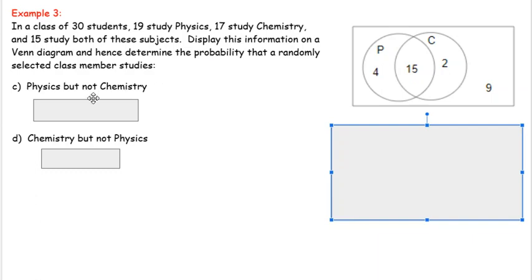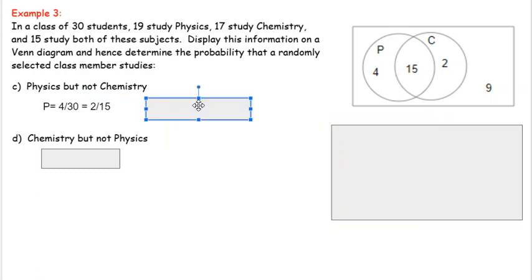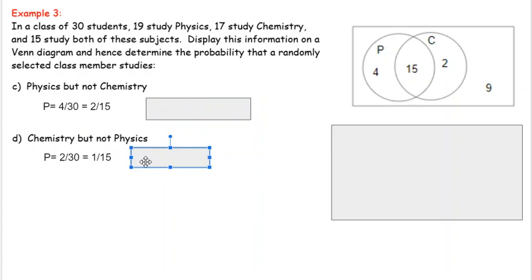Does anybody want to share their answer for C? All right, so I heard 4 out of how many? 30? Yes, 4 out of 30, which is 2 out of 15. Anybody want to share an answer for D? I heard 2 out of 30. Anybody else like 2 out of 30? Okay. Good. And simplify it to 1 out of 15.